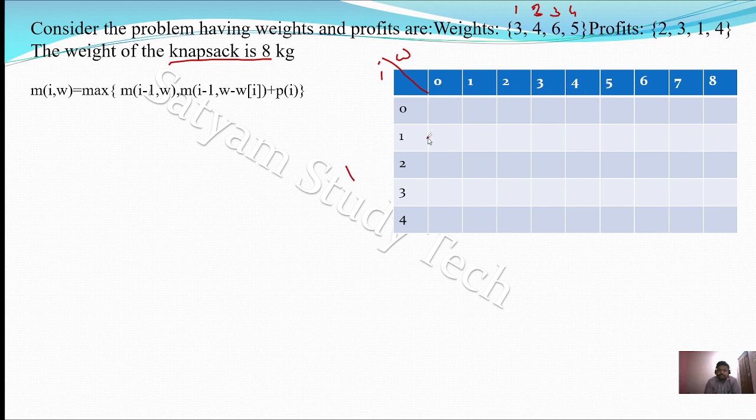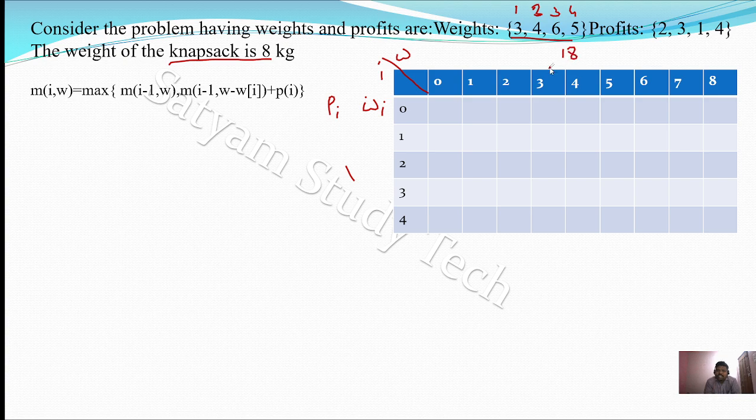Here the weight is w of i, and p of i is the profit of that particular object. For example, if we consider all these objects, the weight is 3 plus 4 is 7, plus 6 is 13, plus 5, that is 18.